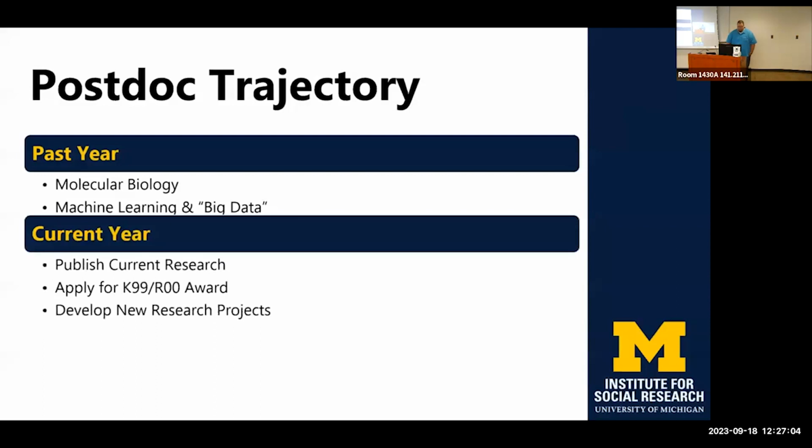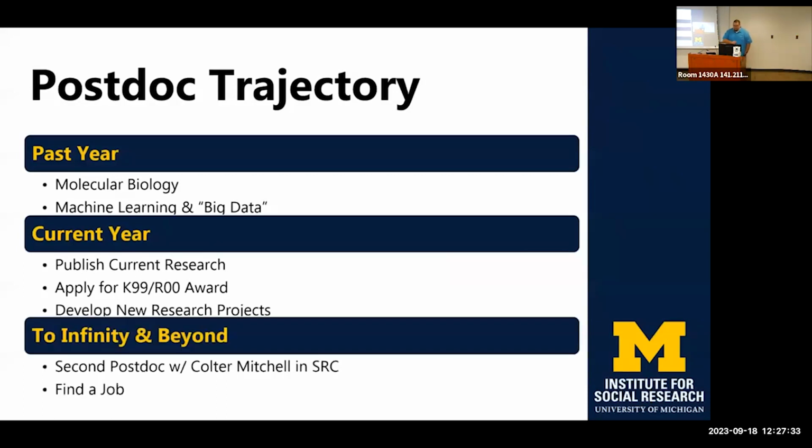So going forward this year, what I want to focus on is publishing some of these studies that I've talked about. I'm also applying for a Kangaroo grant, a K99/R00, that will largely focus on getting more formalized training in the aforementioned molecular biology and machine learning. And then also work on developing some new research projects. I've got some ideas for thinking about DNA methylation longitudinally, geospatially, things like that. So it could be kind of cool. And to infinity and beyond.